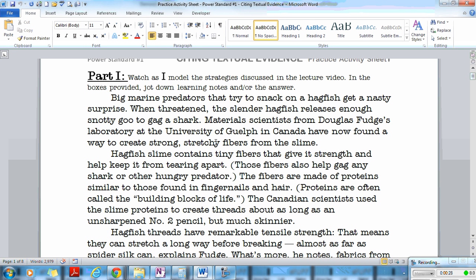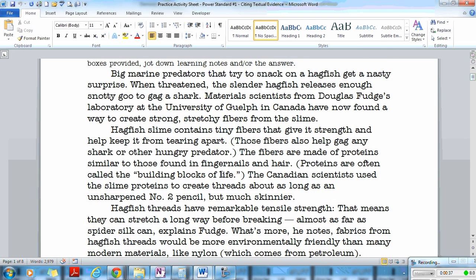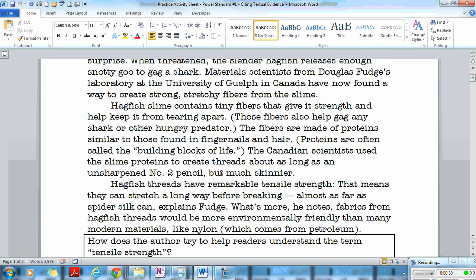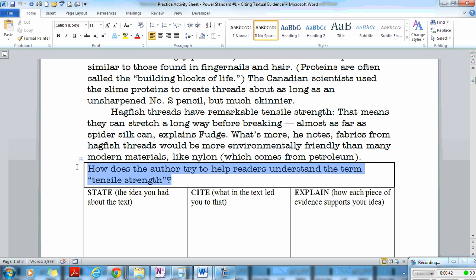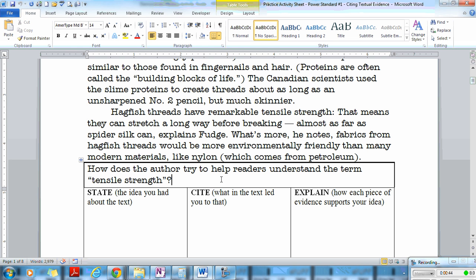Now, in the boxes provided, you want to jot down learning notes and/or the answer as I'm going through and modeling for you. So the first thing we want to do before we tackle any text is we always want to read the question first. So the question is, how does the author try to help readers understand the term tensile strength? So that clearly is an unknown term. The author must know this. Therefore, the author needs to try to make sure we find ways of figuring out what that means.